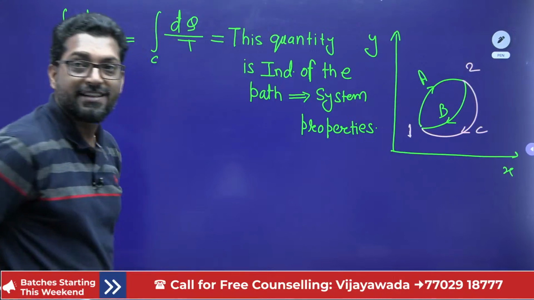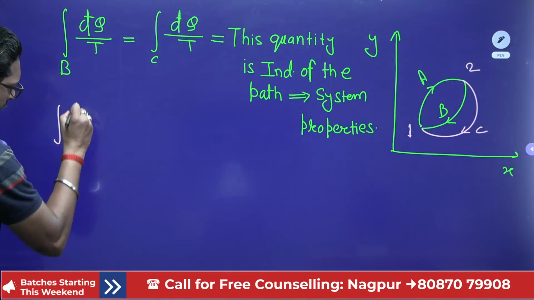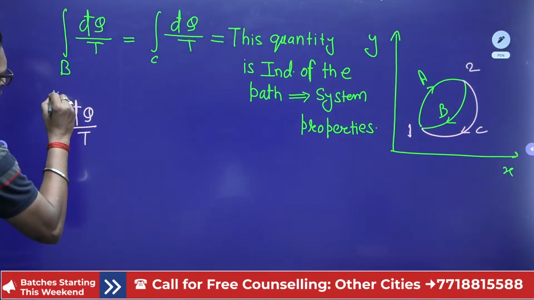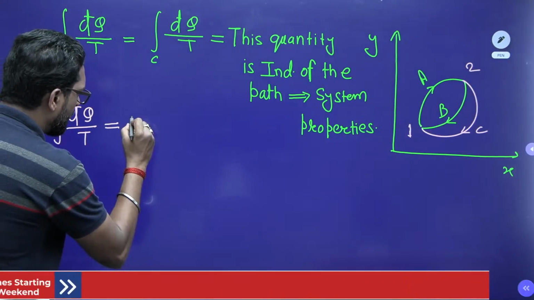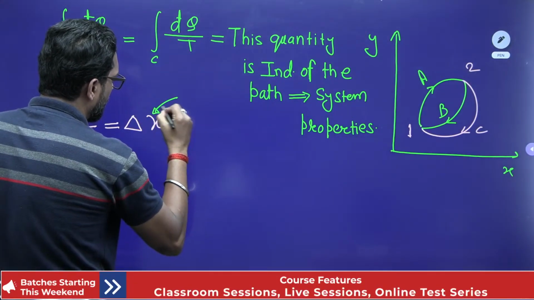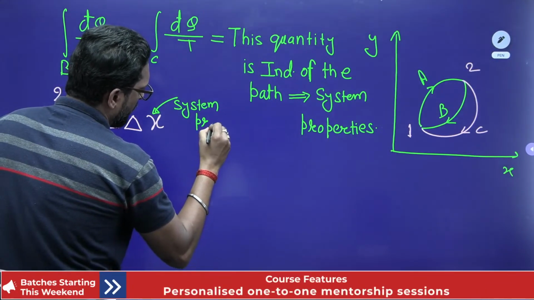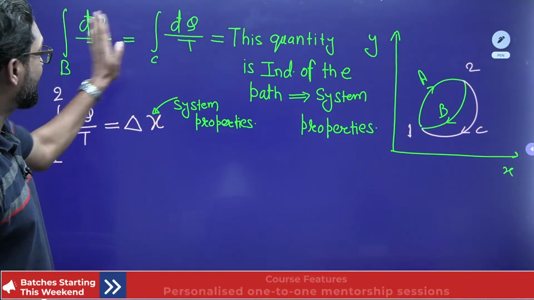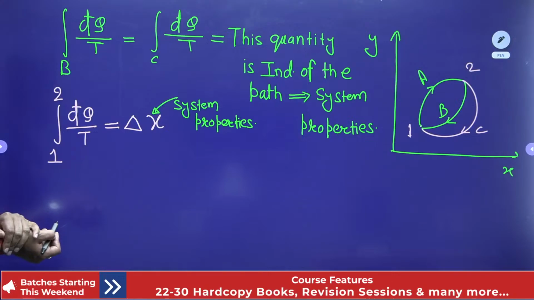System properties is a system property. That means if you take this quantity dq by t for a process 1 to 2, let's suppose this is delta x. Why? Because this x is a property. This x is a system property. Now, if you do the cyclic integral, this is automatically 0.